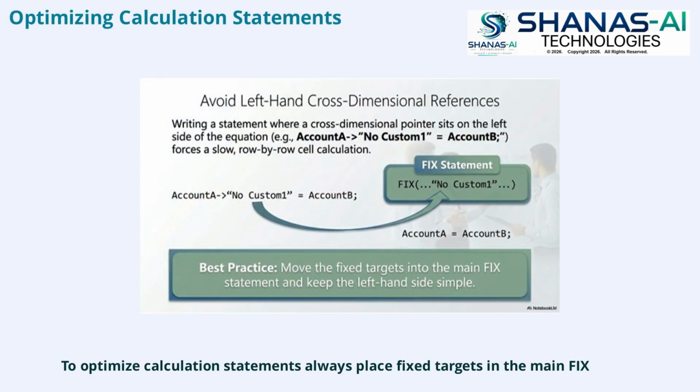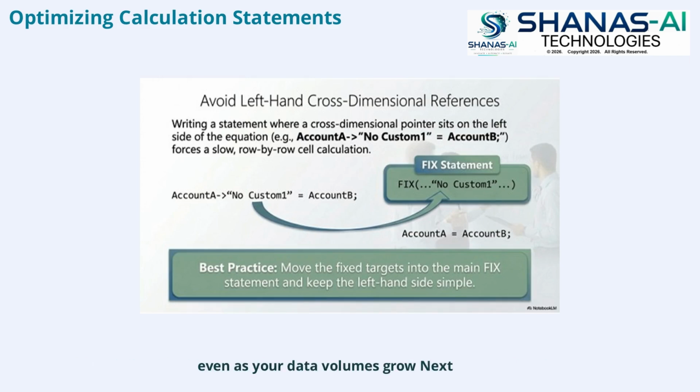Optimize calculation statements. Always place fixed targets in the main fixed statement and simplify the left-hand side of your equations. This approach reduces row-by-row processing and enhances performance. By following this guideline, you ensure your rules execute efficiently, even as your data volumes grow.